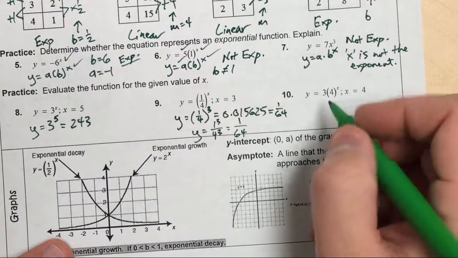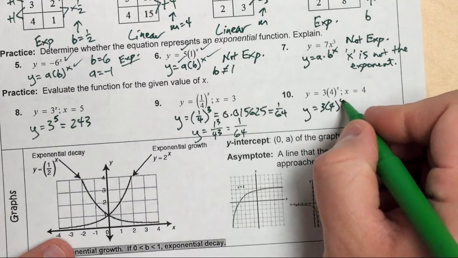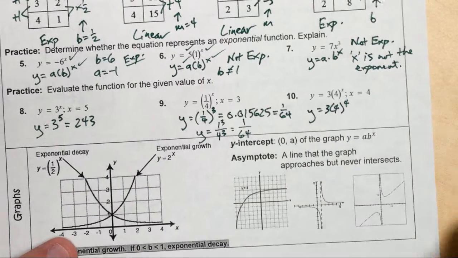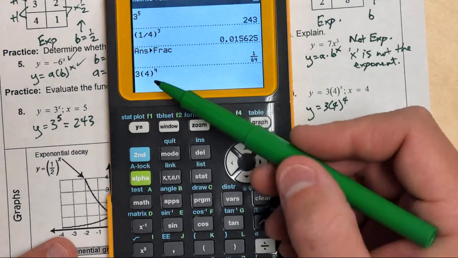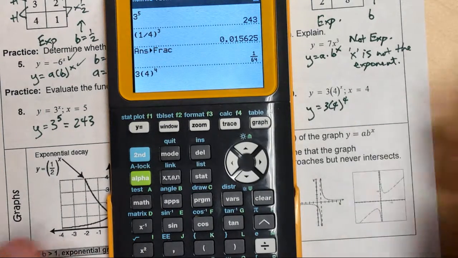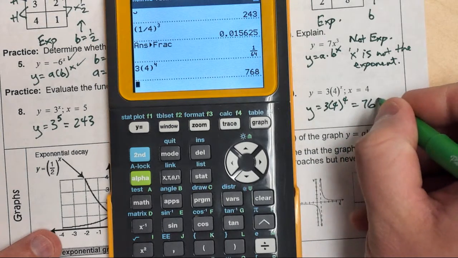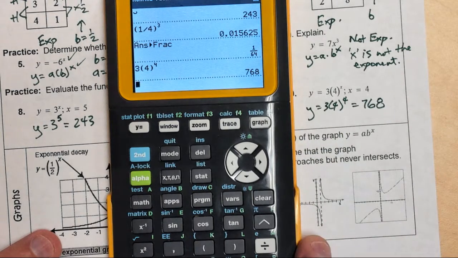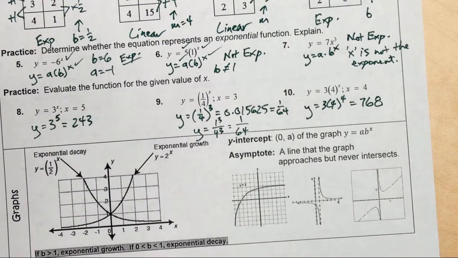Then if I look at number 10, y is equal to 3 times 4 to the power of 4. So we're plugging in 4 for x. And so this is 3 times 4 raised to the power of 4. Notice whenever I type things in the calculator, I'm typing it in exactly as I see it in the problem. That'll just make sure you don't make any simple mistakes. And in this case, I get 768. So 768 is equivalent to 3 times 4 raised to the 4th power.